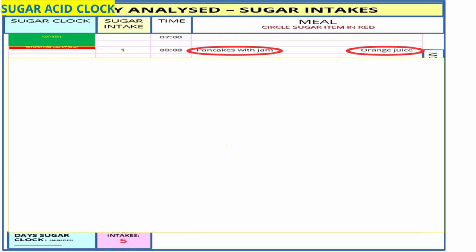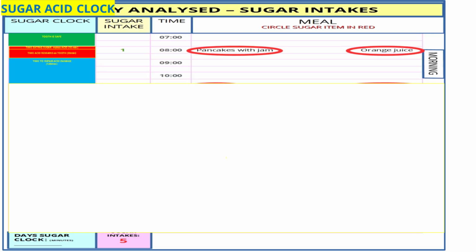So at 8 o'clock you have pancake with jam and orange juice over 10 minutes, plus the acid damage time of 30 minutes for saliva to remove this acid, gives us a 40-minute sugar acid clock for this meal, and a saliva repair time of 120 minutes.